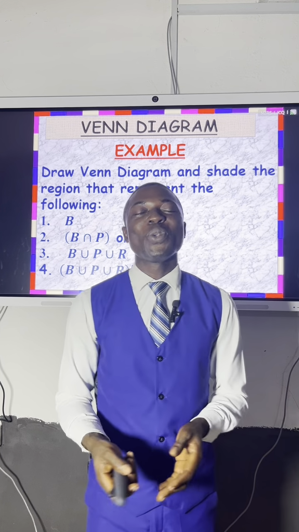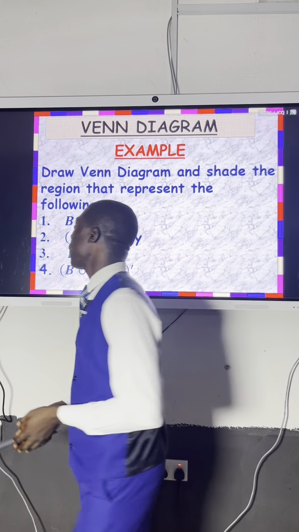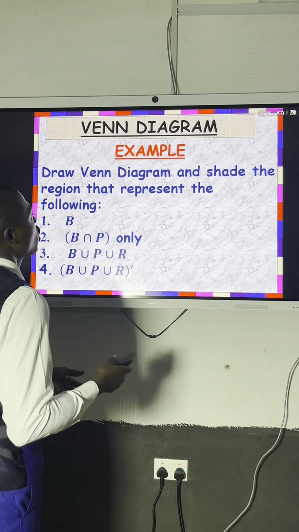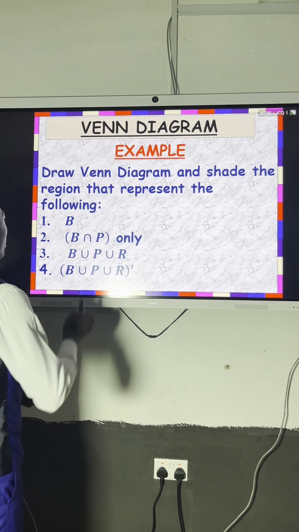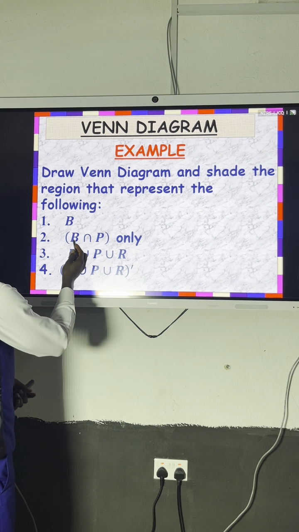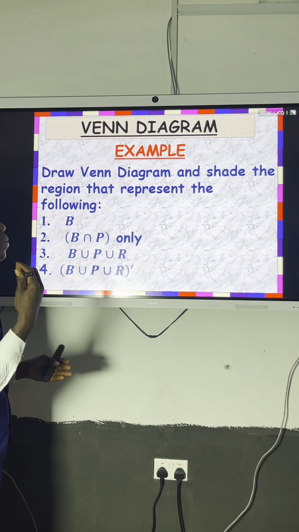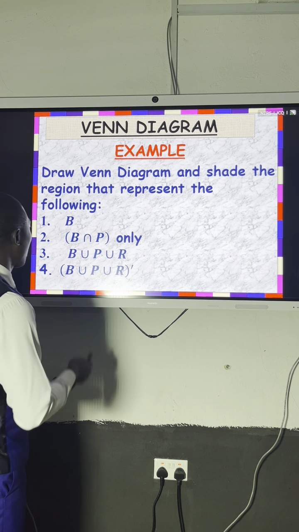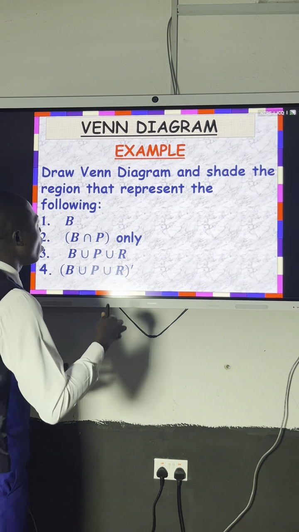Today I want to take you through a concept in Venn diagrams. We're told to draw a Venn diagram and shade the region that represents the following. The first one is B. The second one is B intersection P only. The third one is B union P union R. And the last one is B union P union R, all complement.